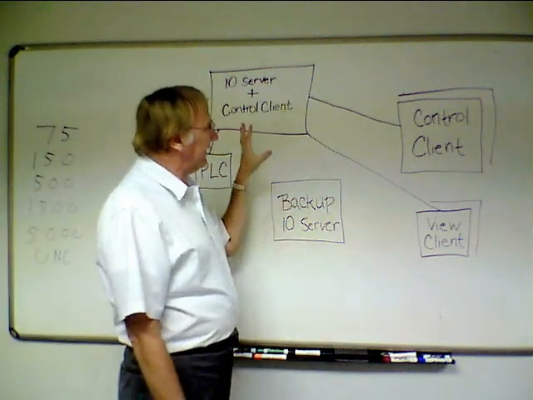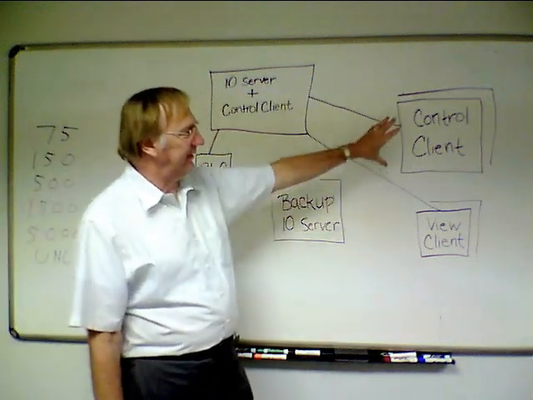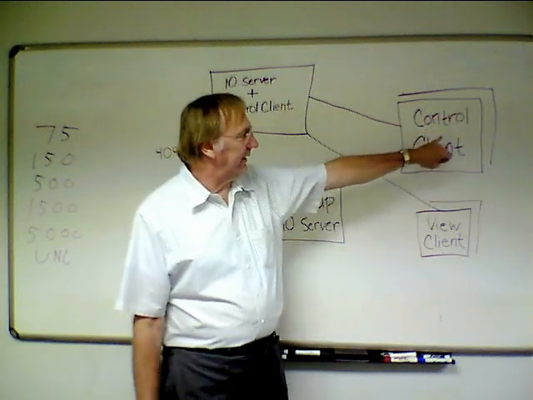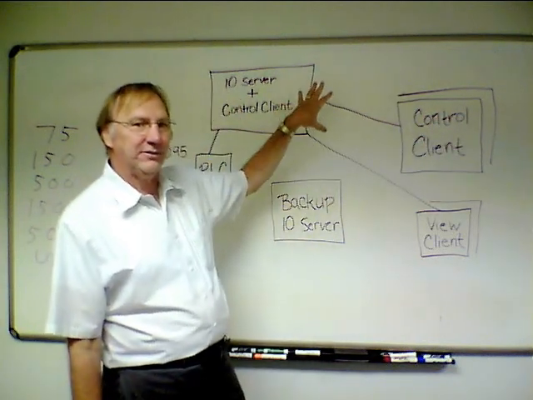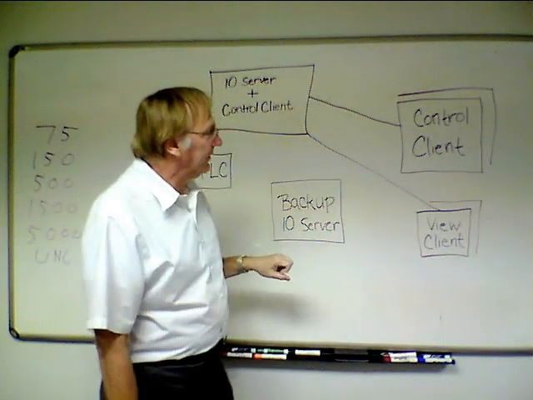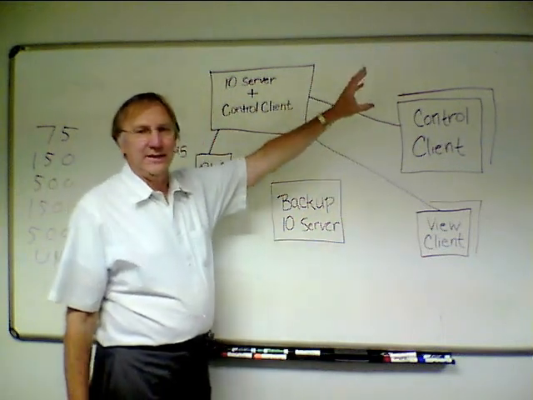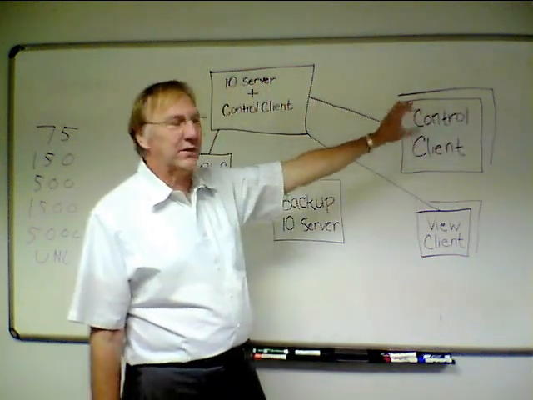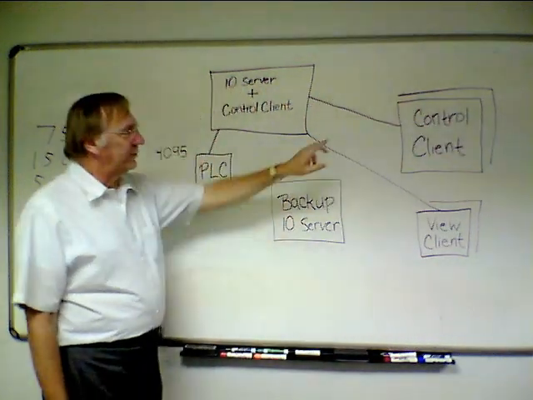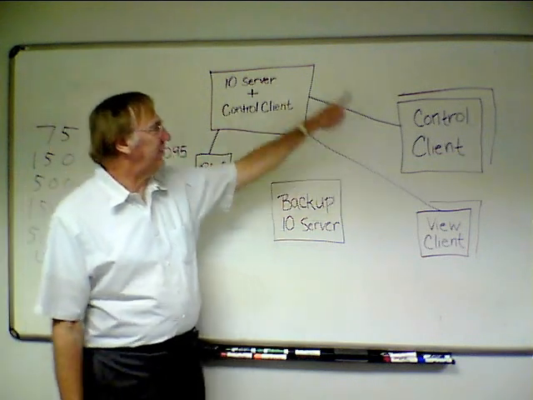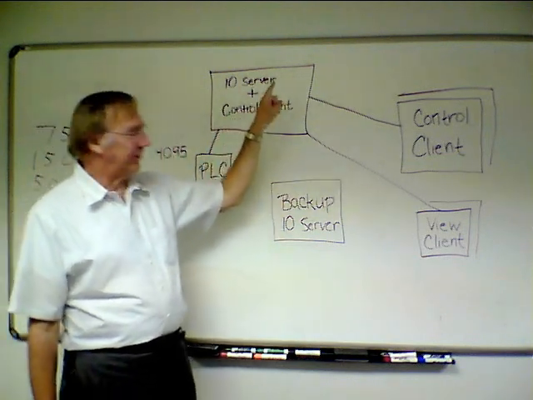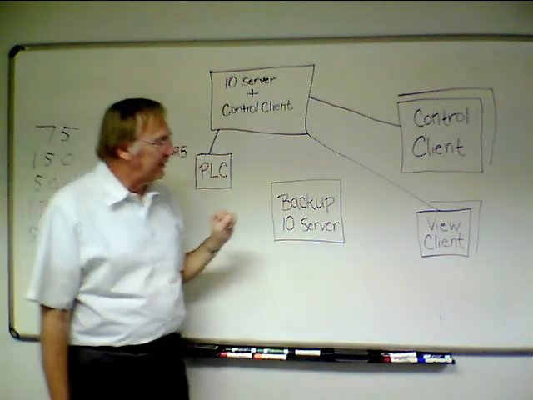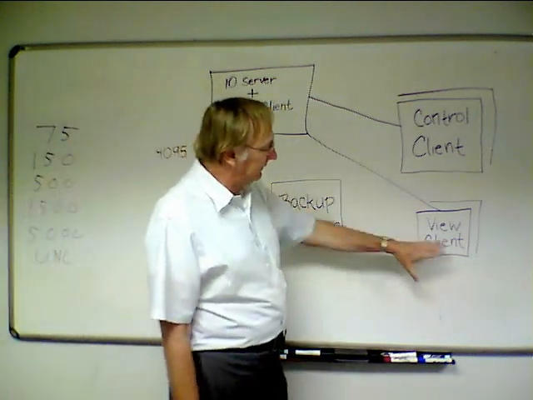Now, we can expand the CitectSCADA system very easily by adding additional control clients. The control clients talk to the I/O server to get the information. So you can add 1, 2, 3, 30, 40, 50, 256, as many control clients as you want. But all those control clients would get their information by going back to the I/O server, which would get its information from the PLCs. We can also add view clients.